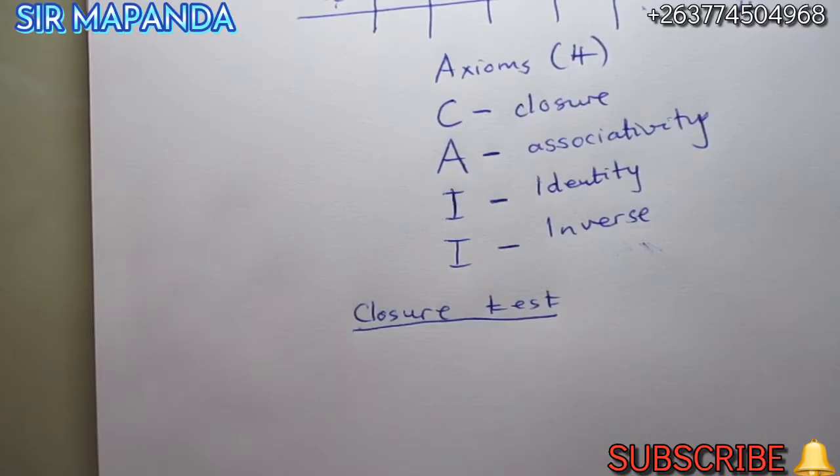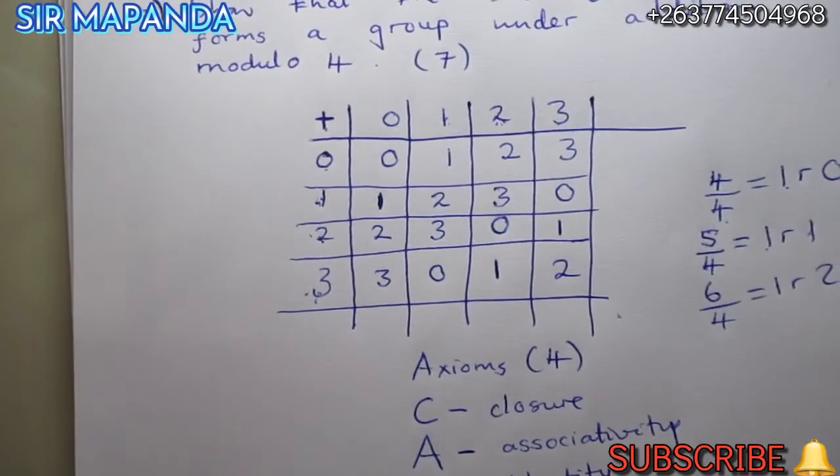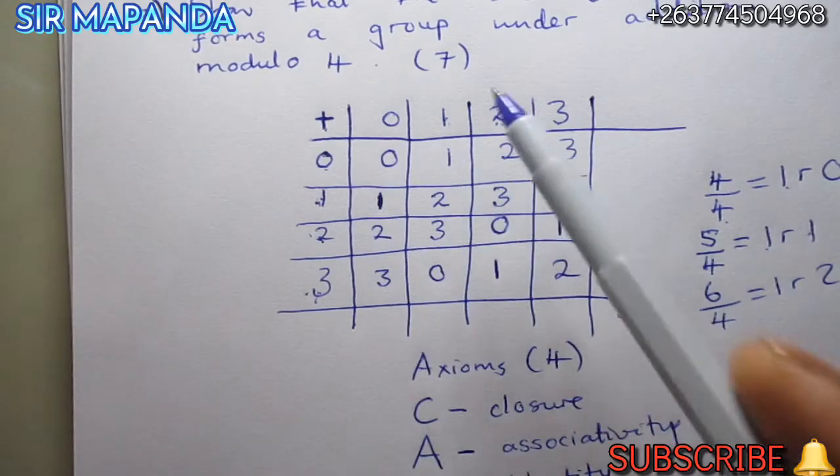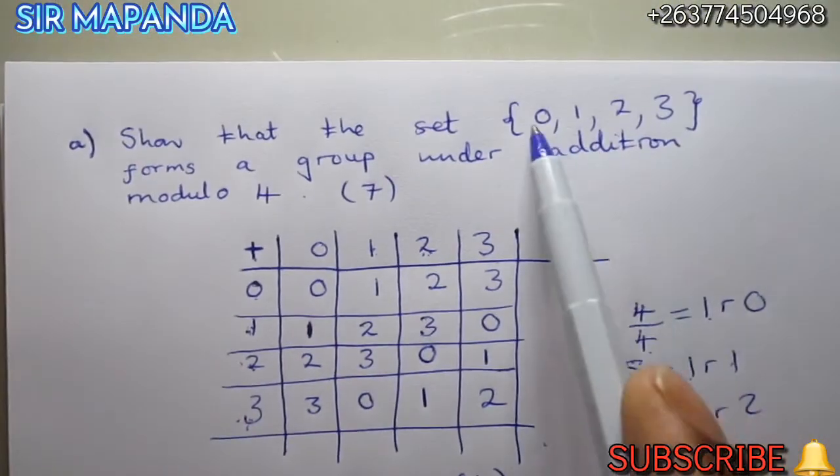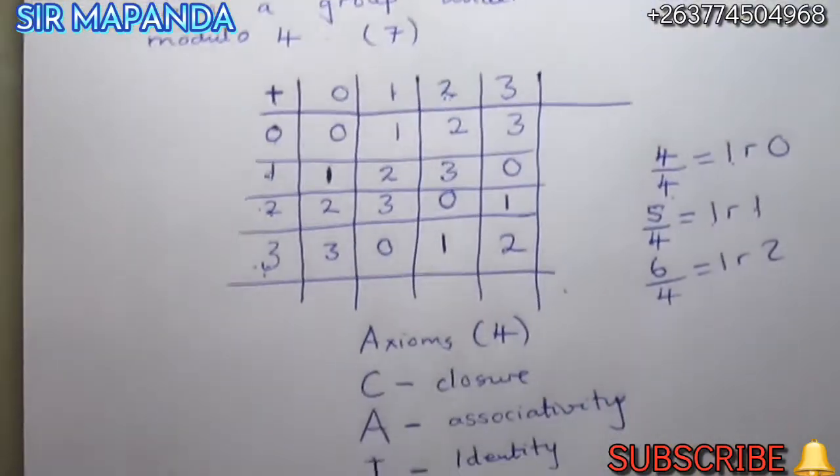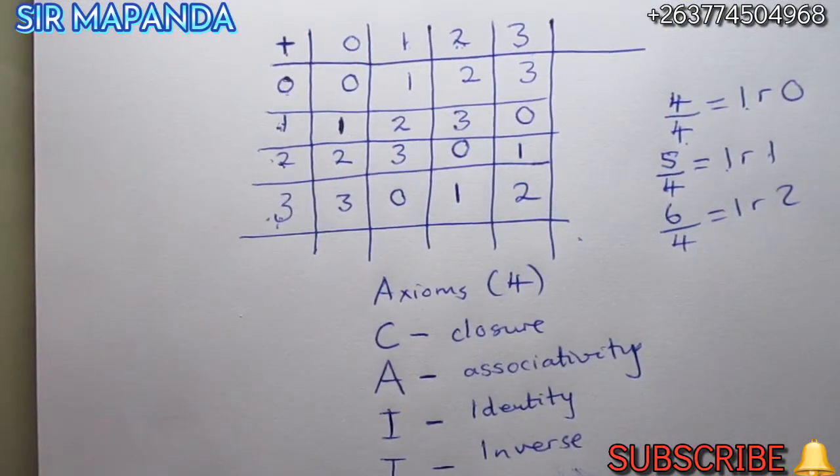So what is the closure test? Right. For closure, you need to look inside the Cayley table. The outcomes inside the Cayley table must contain elements which are part of the original set. We must not have a new term or a new element which is outside the given set. So you can clearly notice that all the numbers in this Cayley table are members of the original set, and there are no new terms in the Cayley table. It means closure is satisfied.